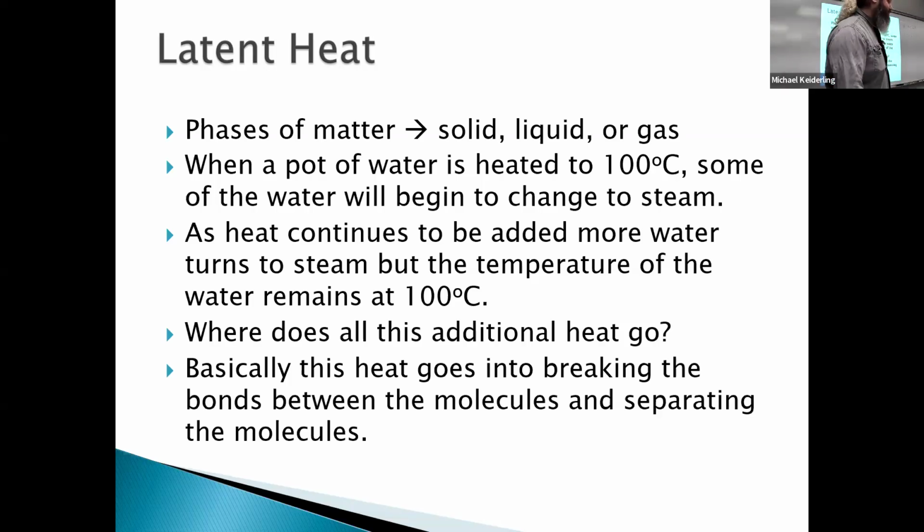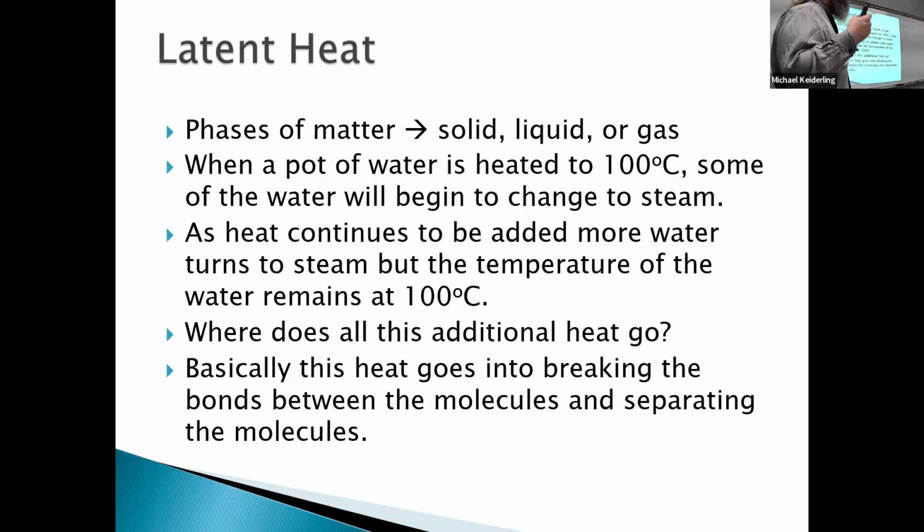And if you look at the thermometer while it is heating up, and when it's boiling, it's going to sit at 100 degrees, even though I'm constantly adding heat with the Bunsen burner. So when a pot of water gets heated to 100 degrees, some of the water begins to change to steam. And as heat continues to be added, more water will turn to steam, but the temperature of the water will remain at 100 degrees Celsius.